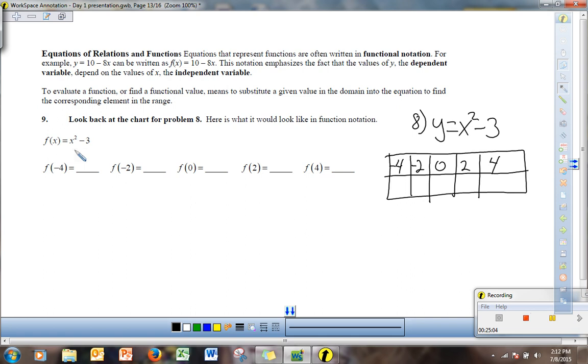So here's the rules of this game. You can pick any letter that you want right there. A, B, C, D, E, F, G. A lot of times they use F for function. This tells you what variable that we're going to use. We decided to use an x.